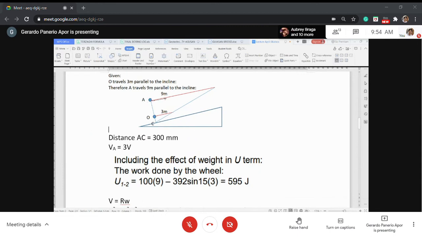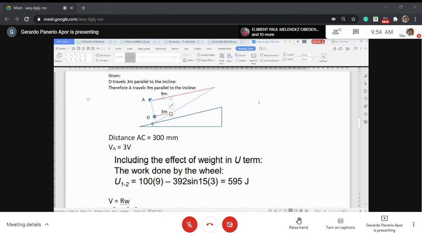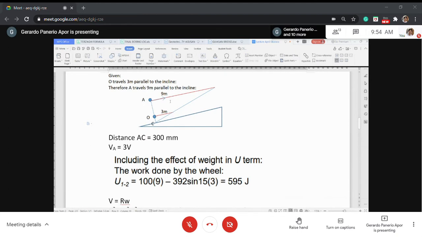This is the force. So times 9 meters constitutes a work of 100 times 9, and about C it rotates in a clockwise manner.